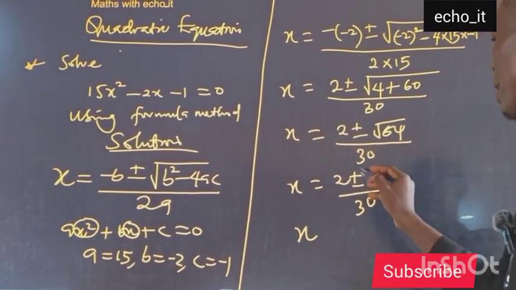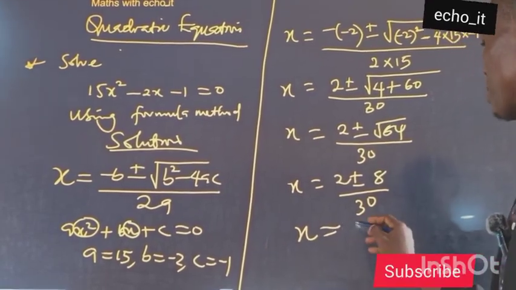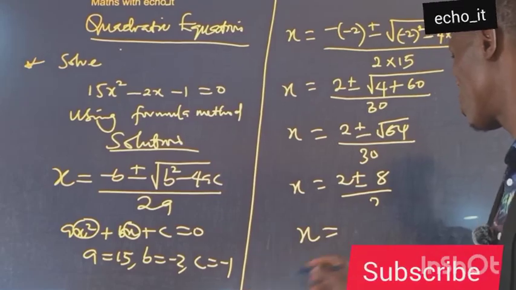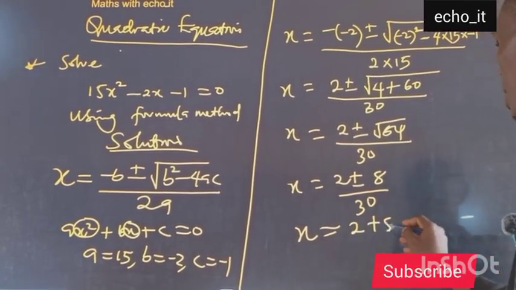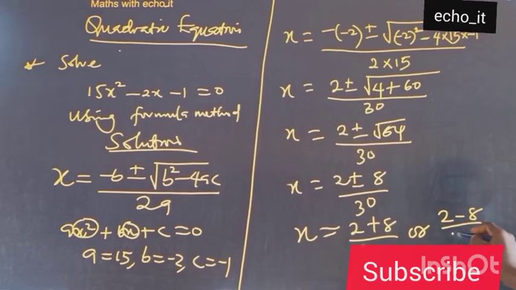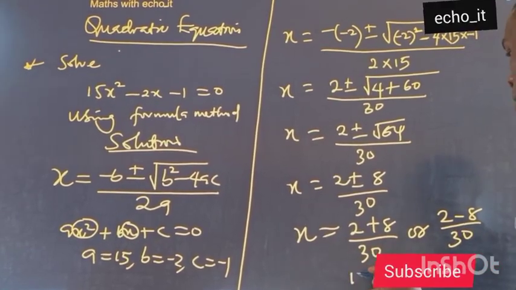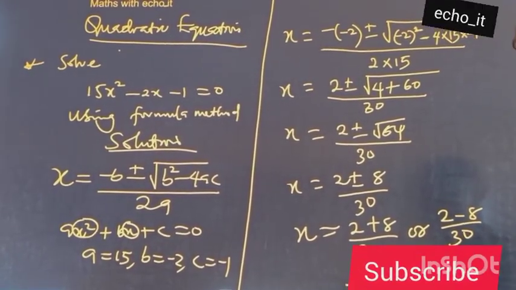Now plus or minus, so you can say this is the same thing as 2 plus 8 over 30 or 2 minus 8 over 30. So what's 2 plus 8? That's 10 over 30 or minus 6 over 30. So this goes with this.